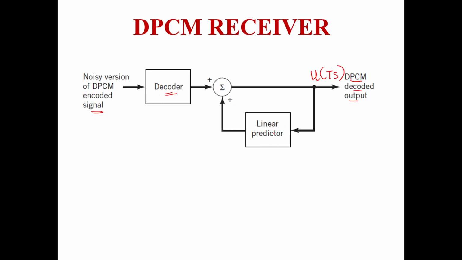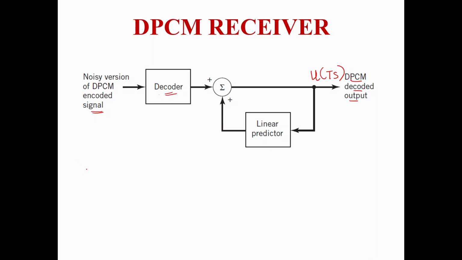In the absence of channel noise, when we do not have noise in the system, ideally we can assume this situation. When there is no noise, the encoded signal at the receiver input is identical to the encoded signal at the transmitter output.